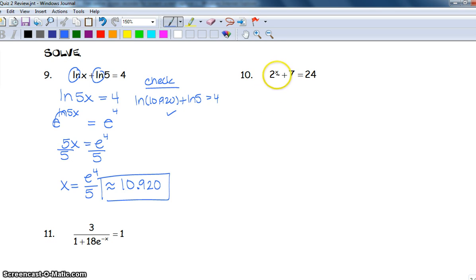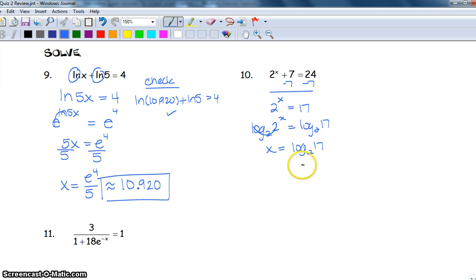Number 10, 2 raised to the x power plus 7 is equal to 24. We move our 7 over, and we get 2 raised to the x power is equal to 17. We want to get to our x and our exponent, so we've got to get rid of that base of 2. So I take the log base 2 of each side. Because the log base 2 of 2 cancels, and we've got x is equal to log base 2 of 17.